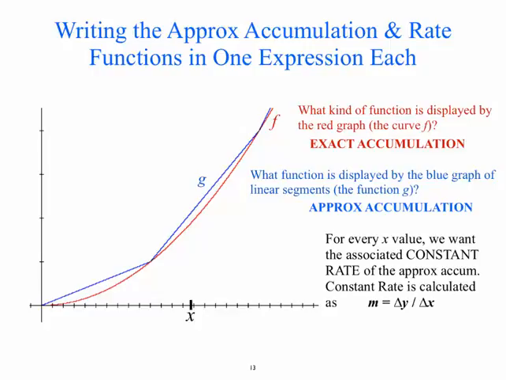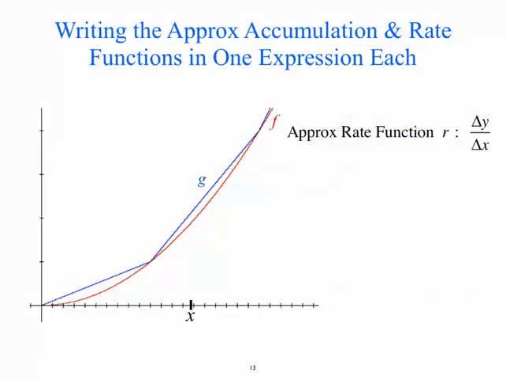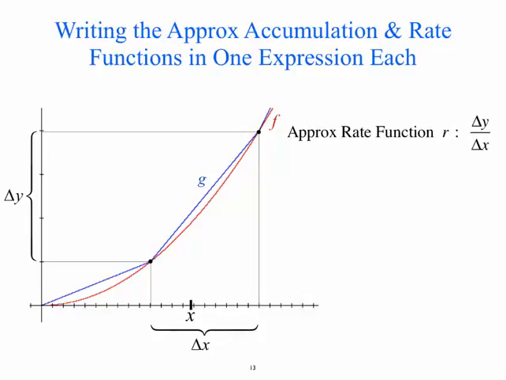So the question is, in any interval, at any value of x within that interval, how do we do this? We have the tools. We have everything we need. In terms of our approximate rate function, this is going to be the general structure of it: a change in y over change in x for the current interval. So here's how we can represent change in x, and here's the change in y.